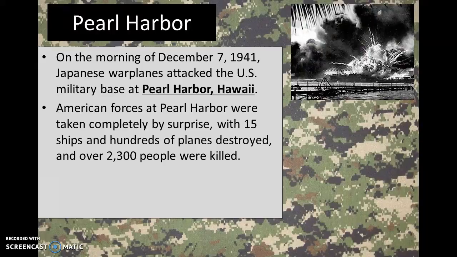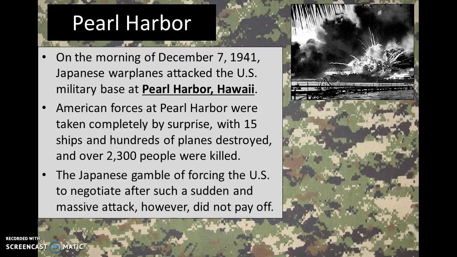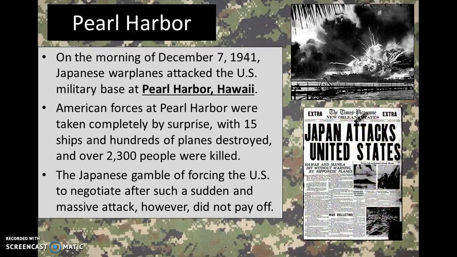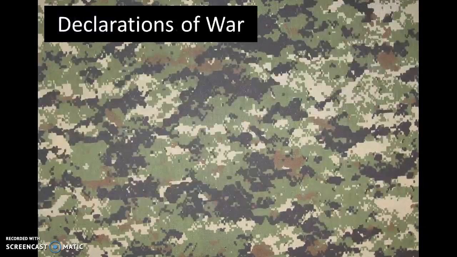Now, the American forces at Pearl Harbor were taken completely by surprise. There was no idea that such an attack was going to take place, and there were 15 ships and hundreds of planes destroyed, along with over 2,300 people. A lot of the military personnel, but also a number of civilians, were killed in these bombing attacks. Now, this was a Japanese gamble because they were hoping that this sudden attack would force the United States to negotiate, but you'll see in the long run, this gamble really did not pay off at all.